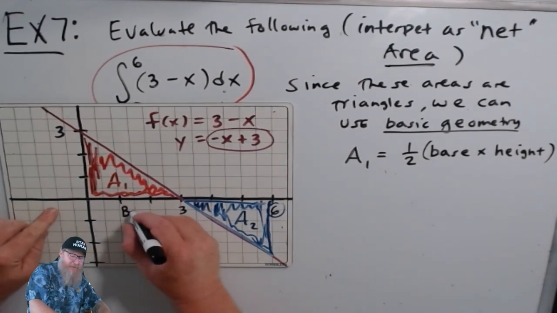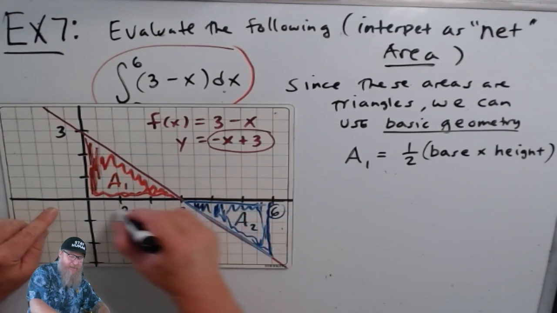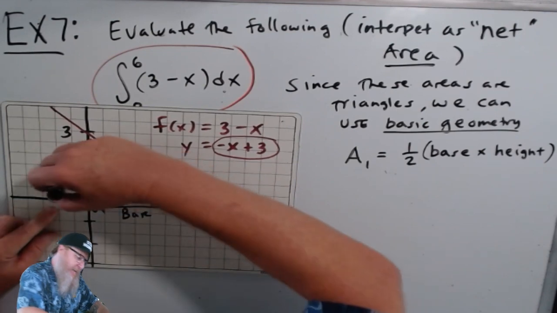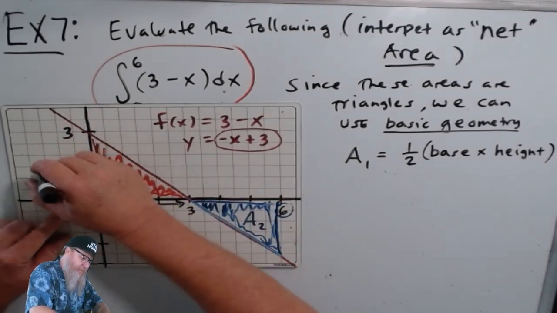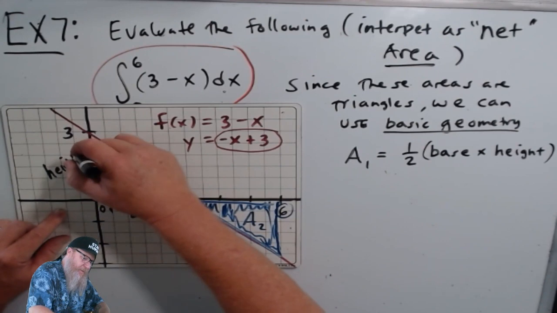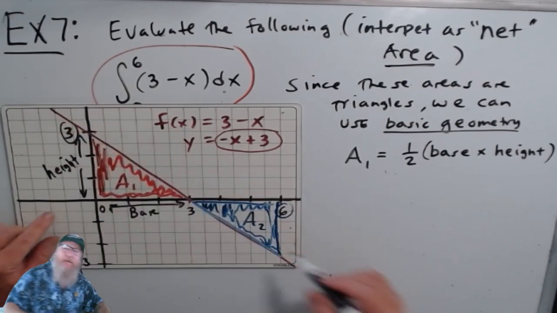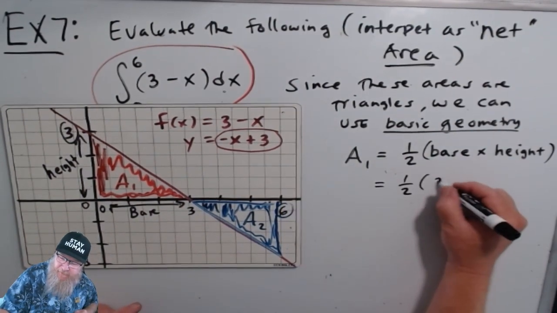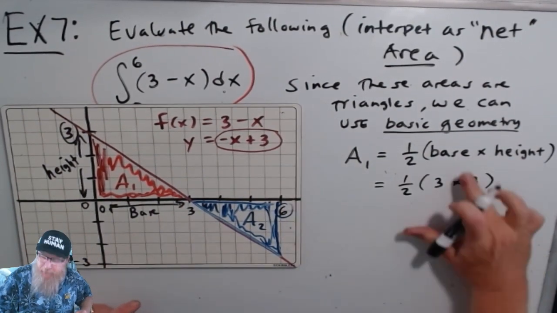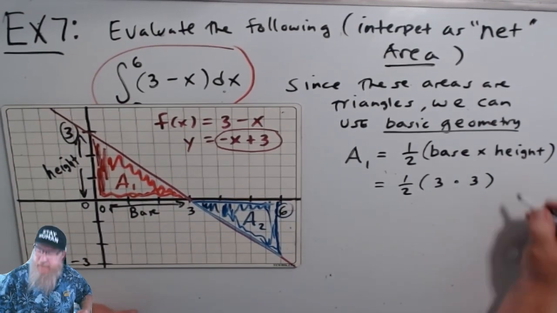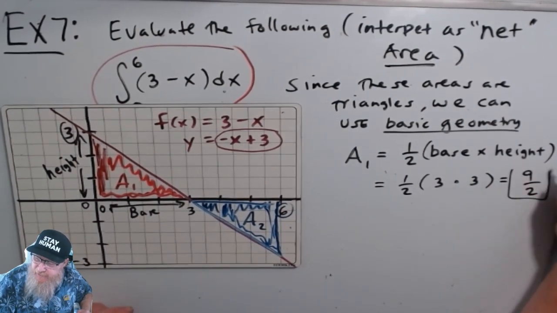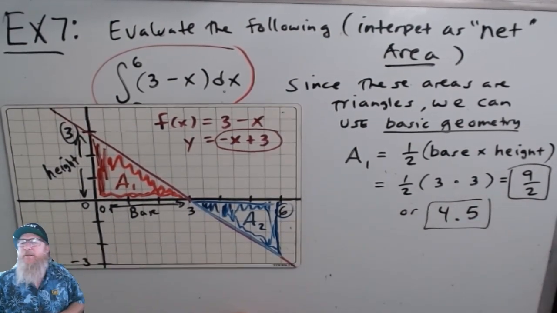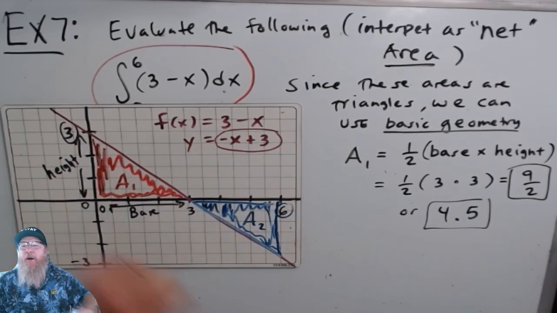So the base is 3. Yeah, we're going from 0 to 3. And the height is also 3. So again, we're going from 0 to 3. So 1/2, 3 times 3. I probably should use a dot for times. So 9/2, or you could say 4.5. Either one's fine. So that would be A1.